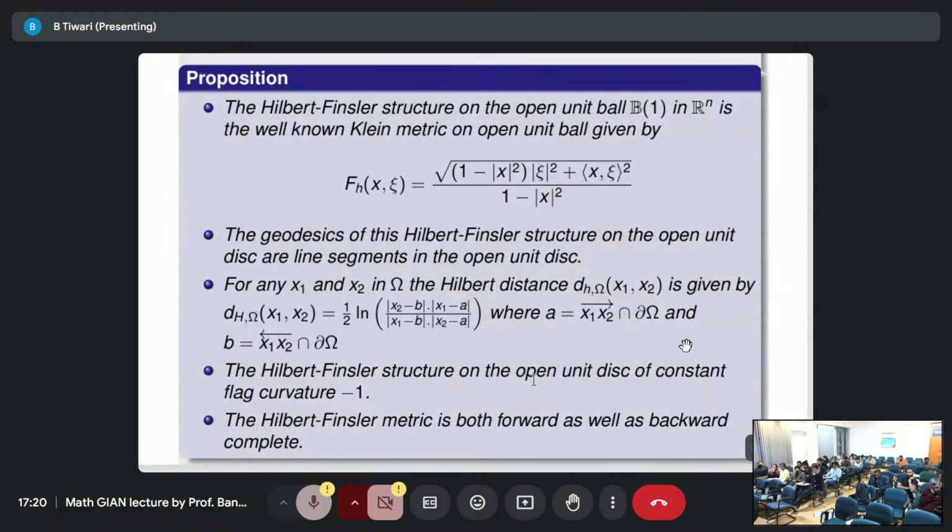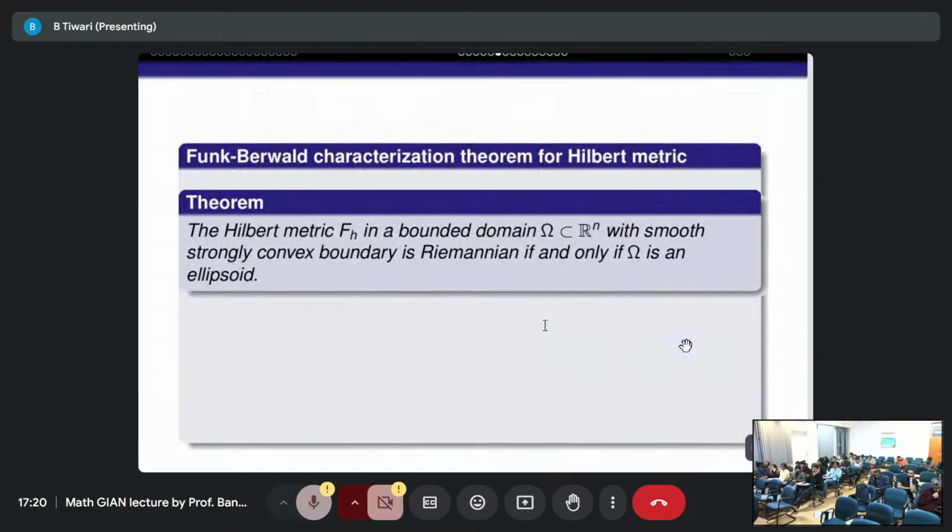And this Hilbert-Finsler structure on the open unit disk is also of constant flag curvature, but it's of constant flag curvature -1, because it's a form of Klein metric, and the Klein metric has constant flag curvature -1. And this Hilbert metric is both forward as well as backward complete. Okay, now here is the interesting characterization for this Hilbert metric.